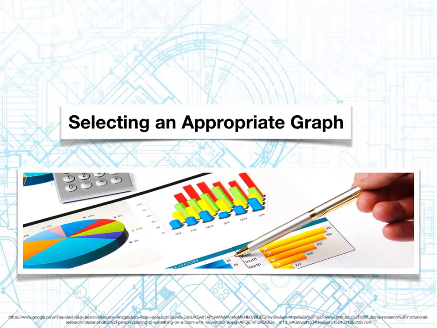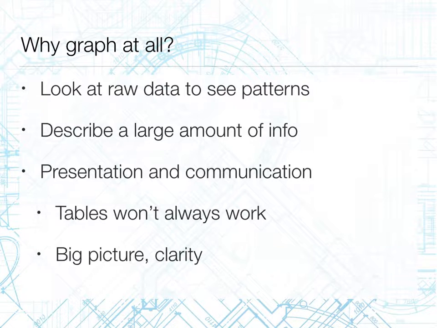The other reason why you might care about what kind of data you have is that it can influence how you present it visually. There are several reasons why graphing data can be very helpful. First, it allows you to take raw data and see patterns more easily. Second, you can describe a large amount of information in a small space. Finally, it's an important tool of presentation and communication. Data tables are not always efficient communicators.